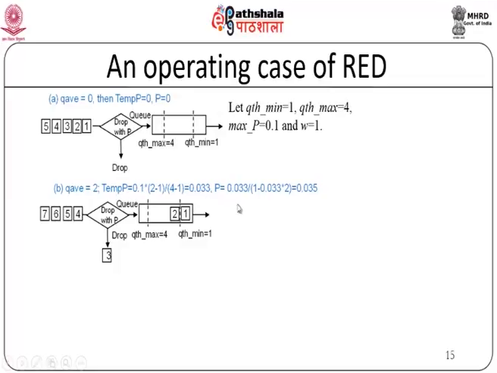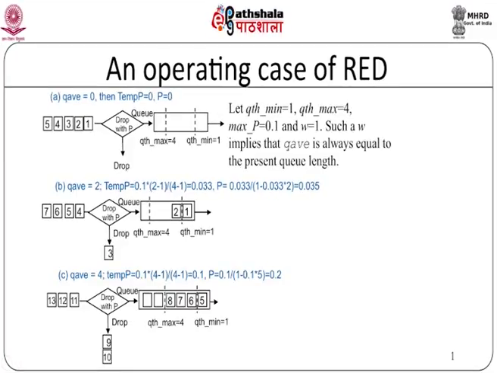So our count value is 2. Our probability value will be calculated as 0.033 divided by 1 minus 0.033 into 2, which comes to about 0.035. That is the drop probability. Let us say based on this probability, one packet, the third packet, is dropped. Now let us say some more packets come in, and the average queue size is 6. Let us look at what happens here.